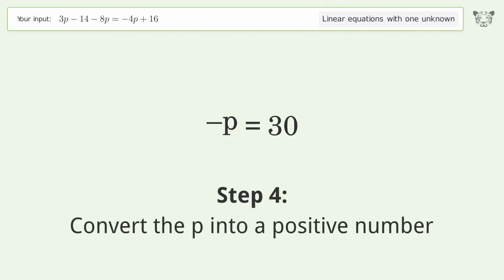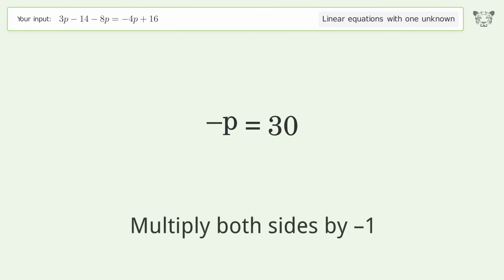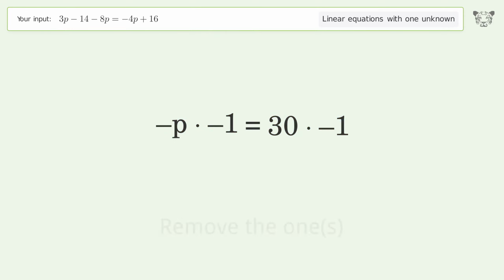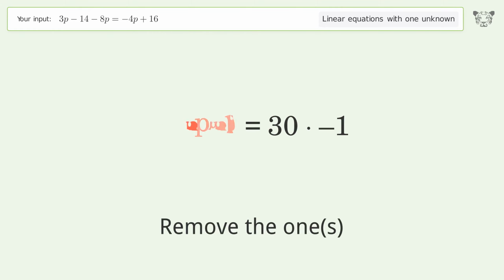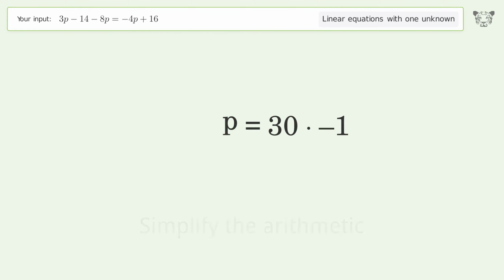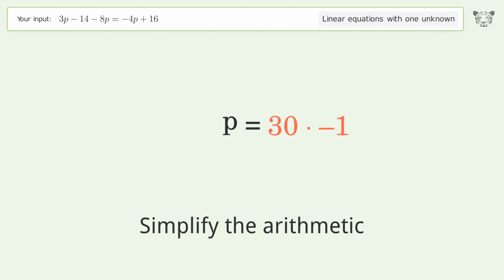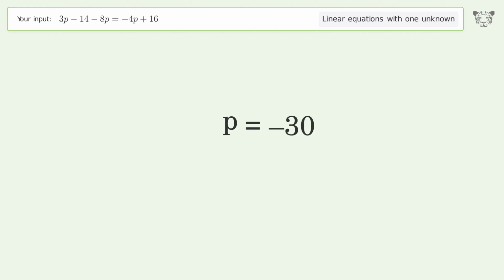Convert the p into a positive number. Multiply both sides by -1. Remove the ones. Simplify the arithmetic. And so the final result is p equals -30.